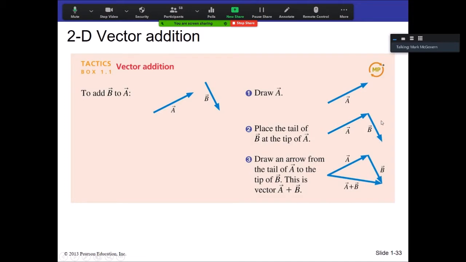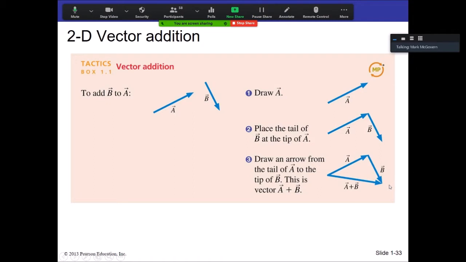If you've done that, then to compute the sum of vector A and vector B, you go from the tail of A to the tip of B. I have a new vector drawn here, happens to create a triangle, and the vector that's drawn at the bottom here is the vector A plus B.